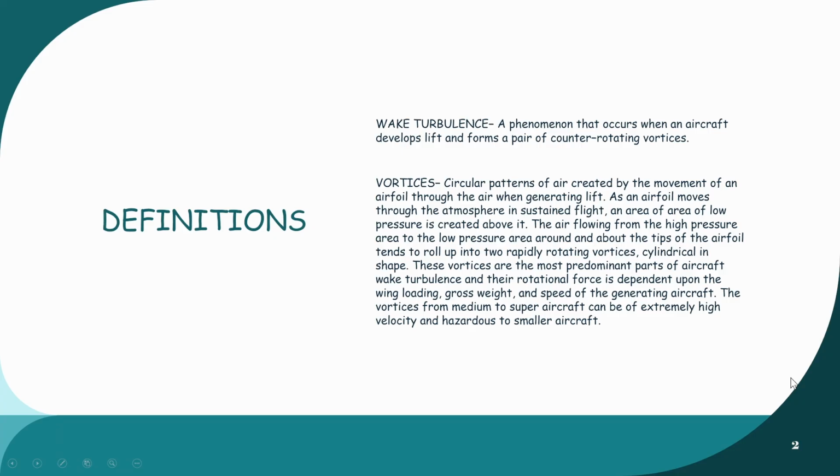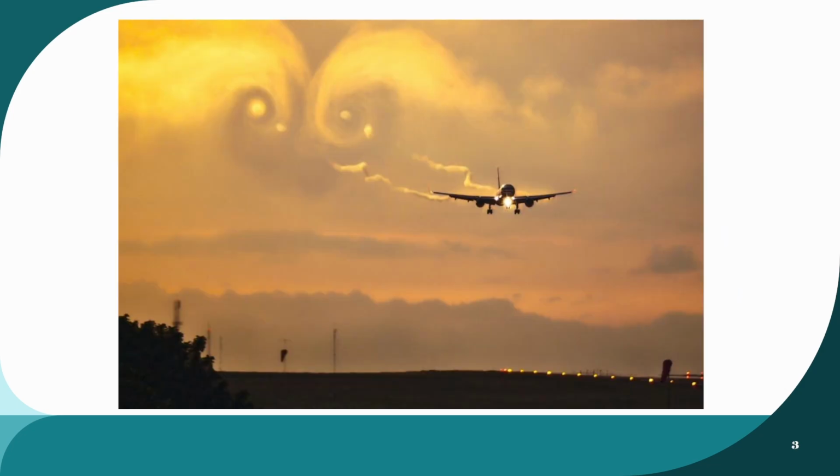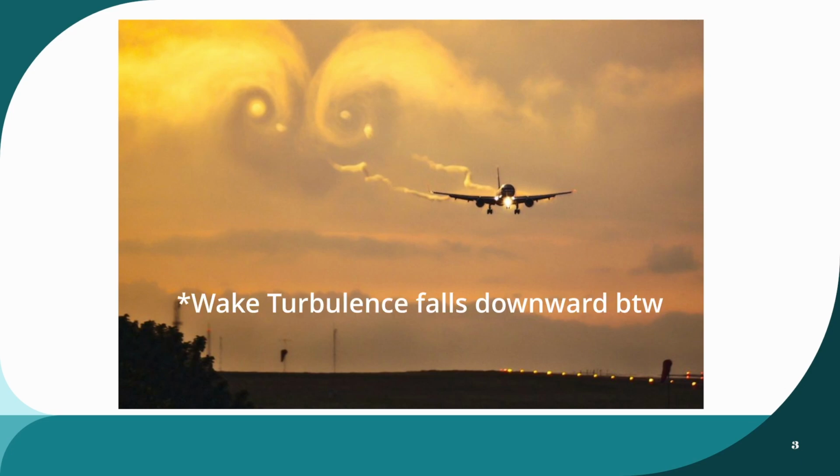This is the definition. Wake turbulence is a phenomenon that occurs when an aircraft develops lift and forms a pair of counter-rotating vortices, which are circular patterns of air created by the movement of an airfoil through the air when generating lift. You can read the rest of this. This is what it looks like. Those circles up there, they're spinning, and they affect the aircraft behind that aircraft if they fly through it.